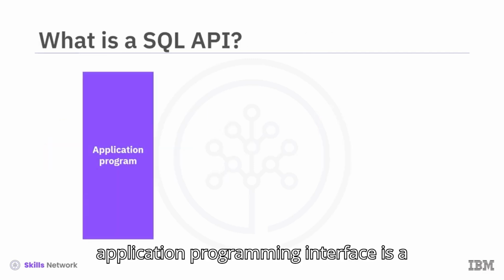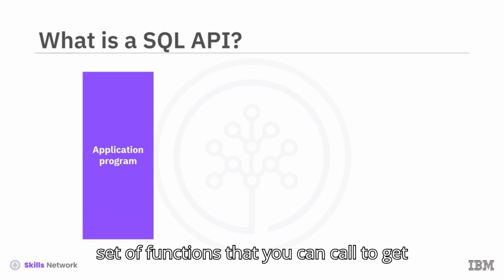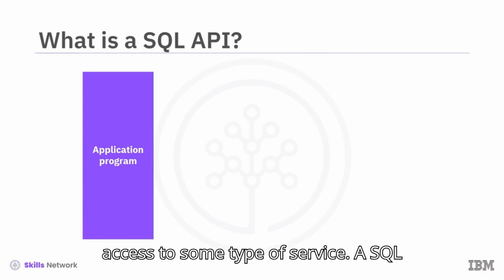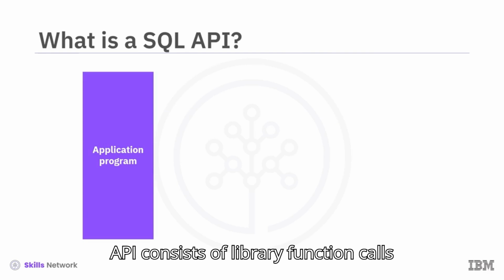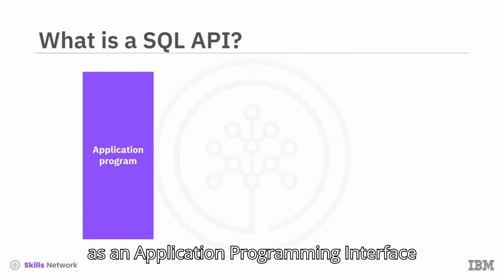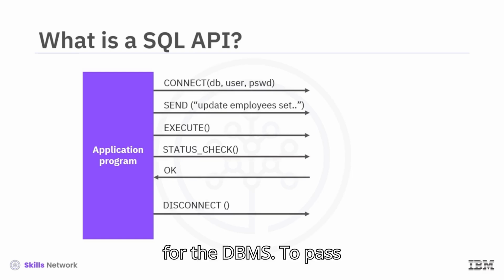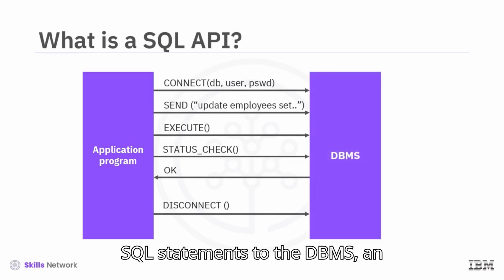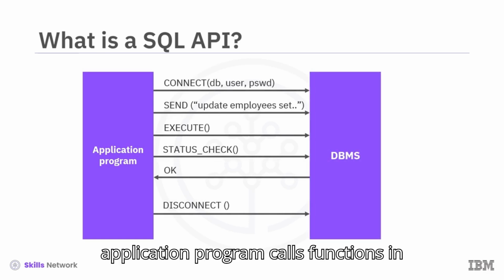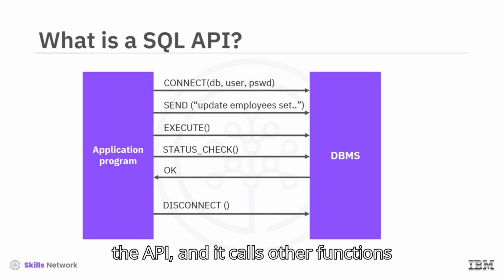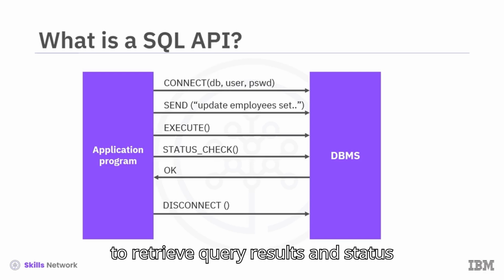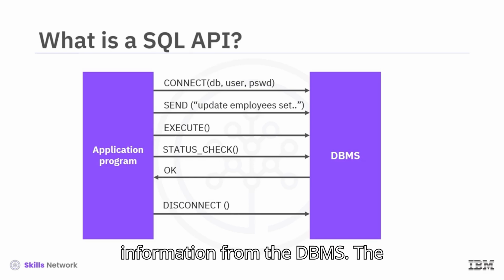An application programming interface is a set of functions that you can call to get access to some type of service. A SQL API consists of library function calls as an application programming interface (API) for the DBMS. To pass SQL statements to the DBMS, an application program calls functions in the API, and it calls other functions to retrieve query results and status information from the DBMS.